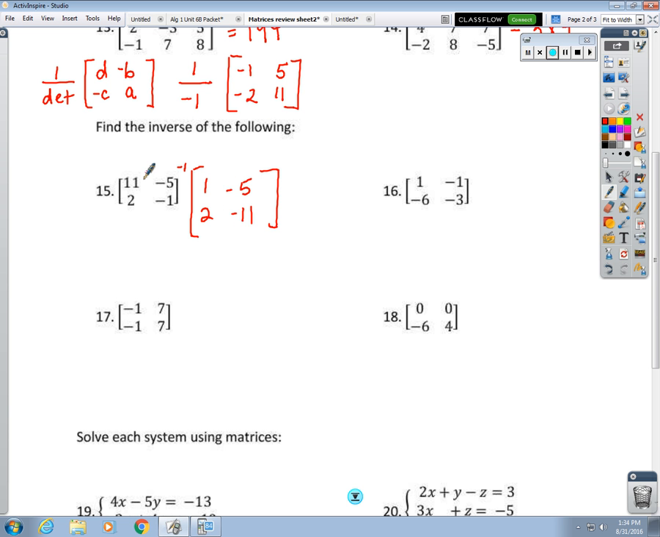So the reason your numbers didn't really change much, other than maybe a sign and location, is because we ended up multiplying by negative 1. Does multiplying by 1 do much to a number? No. The only thing that really affected it was that it was a negative 1. Okay? That won't happen in most of these, because most of the time your determinant is not 1 or negative 1. But that's why it happened here. So let's look at number 16.